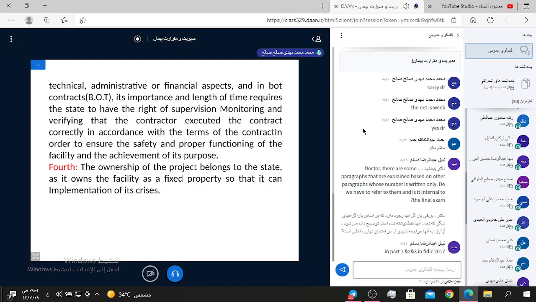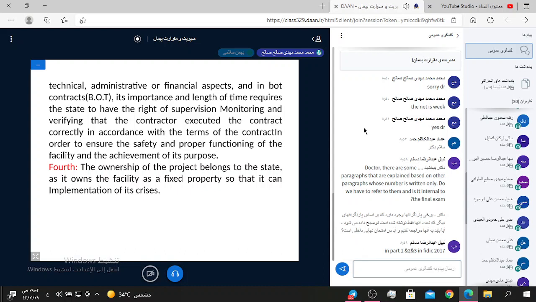The ownership of the project belongs to the state, but it owns the facility as a fixed property so that it can implement its purpose.